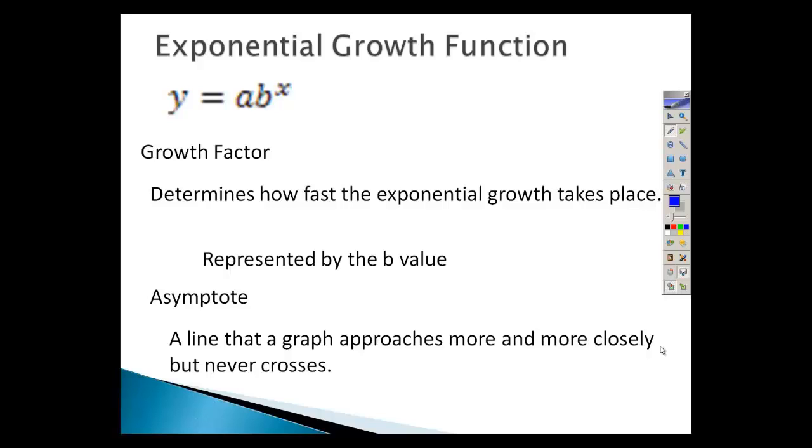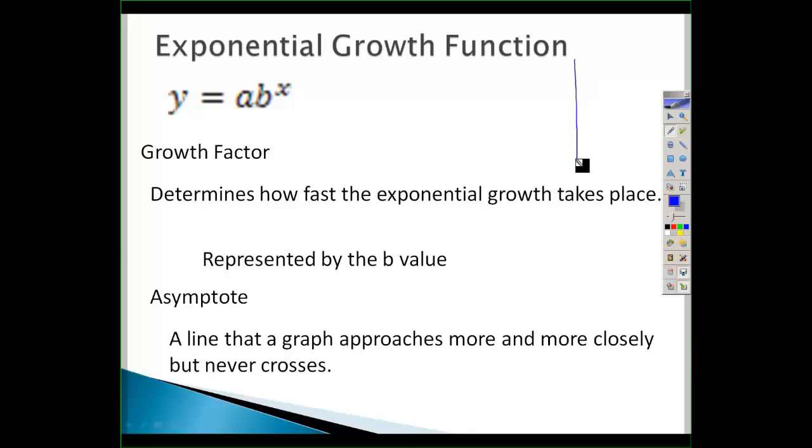So it's the b value, the one with the exponent, and then the asymptote is, I think this should be new for everybody in here. An asymptote is a line that a graph approaches but never crosses. For instance, let me give you an example. An exponential growth function is going to get really high really fast, and it's going to keep going to the right forever, going up higher, higher, very, very fast.